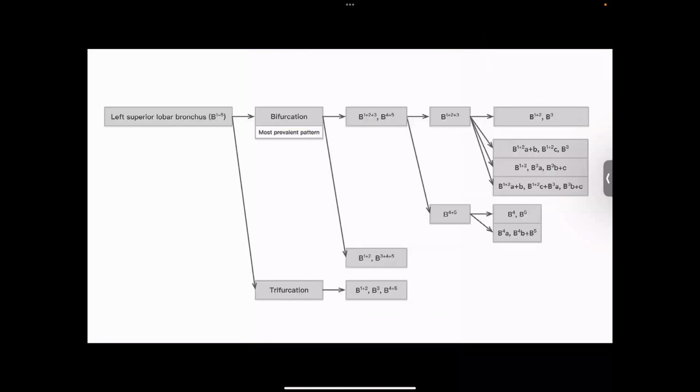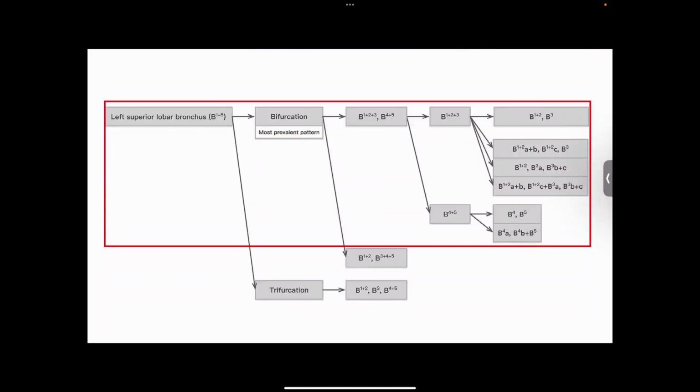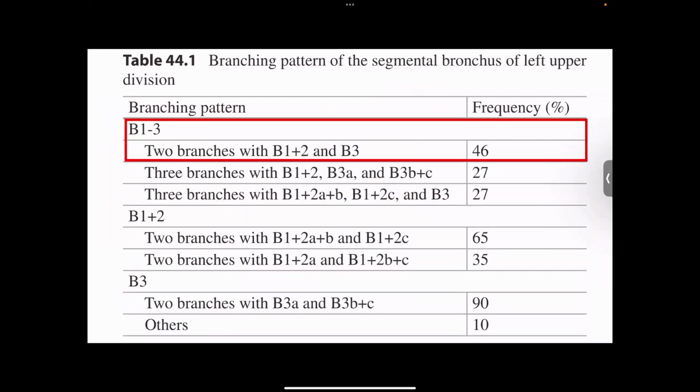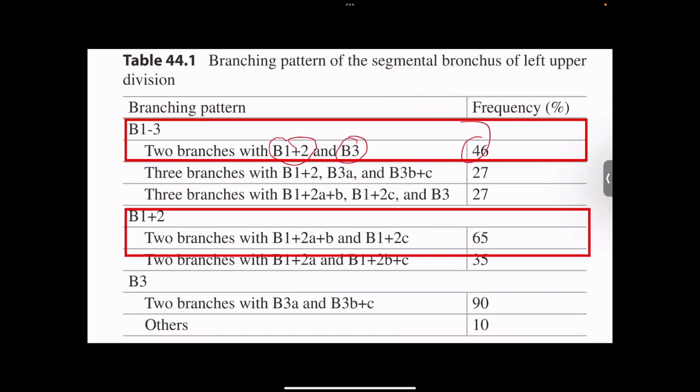So now let's come to the left upper lobe bronchus, the superior B1-5. The commonest pattern is the bifurcation pattern, where the B1 plus 2 and 3 come as one trunk that we call the superior division, and B4 plus 5 come as another trunk that we call the inferior division. And these are the various patterns that can exist during the bronchoscopy, or even we can see in the CT 3D reconstruction. So this is the branching pattern. If we talk about the B1-3, the two branches are common. One is the B1 plus 2 and the other B3. That's most common, in 46% of the cases.